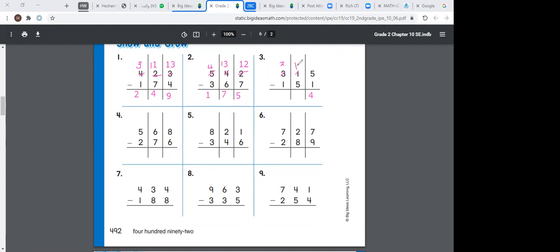Now 11 minus 5 equals what? After 5, 6. 11 minus 5 equals 6. And 2 minus 1 equals what number? Equals 1.